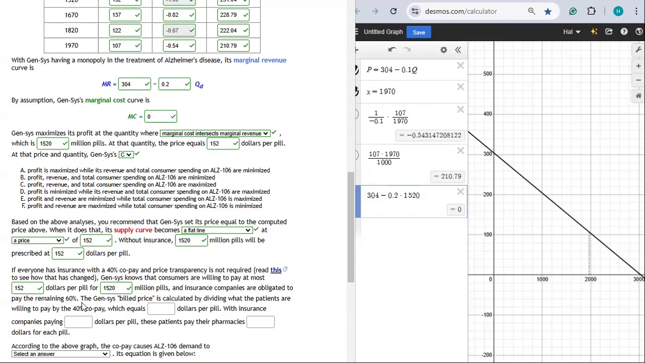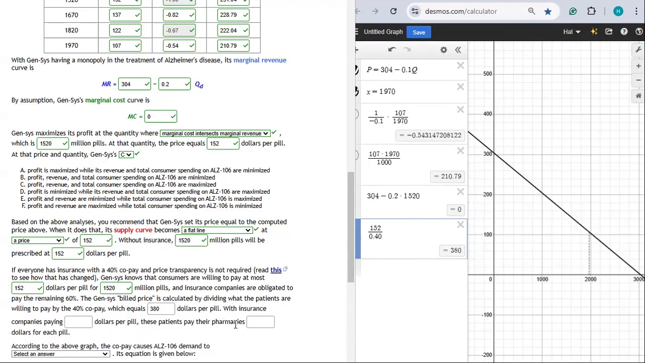Now, to get the bill price, you divide what the patients are willing to pay by the 40% copay. So patients are paying $152 per pill. Divide that by the coinsurance rate, in my case, 40%, or 0.40. So the bill price is $380.